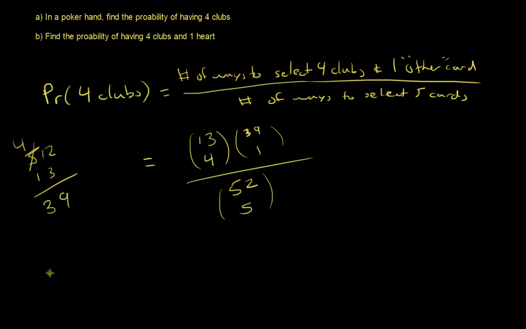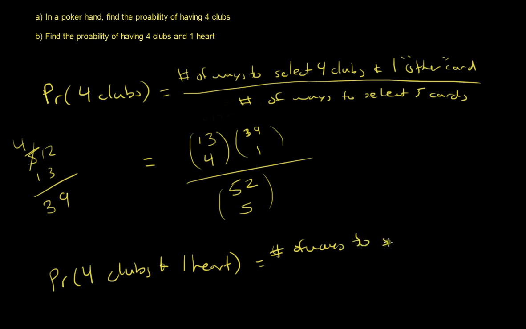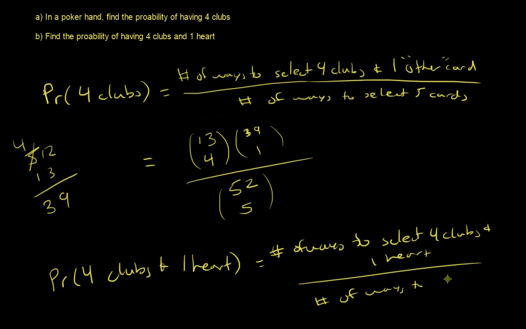All right, so now what if we're doing 4 clubs and 1 heart? Basically this changes our numerator a little bit. The denominator is still going to stay the same. So what we want is the number of ways to select 4 clubs and 1 heart divided by the number of ways to select 5 cards.